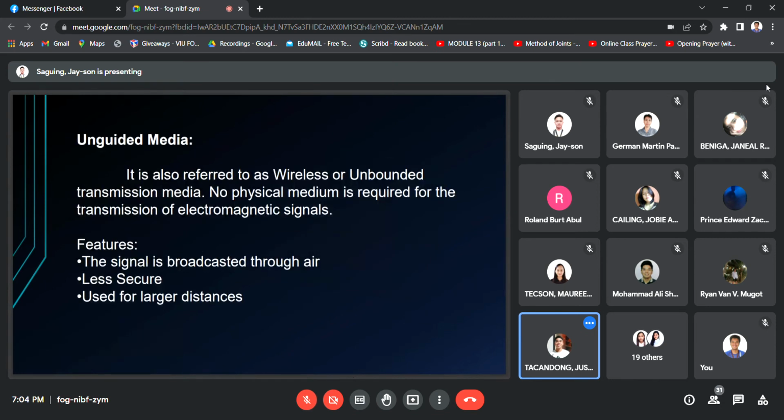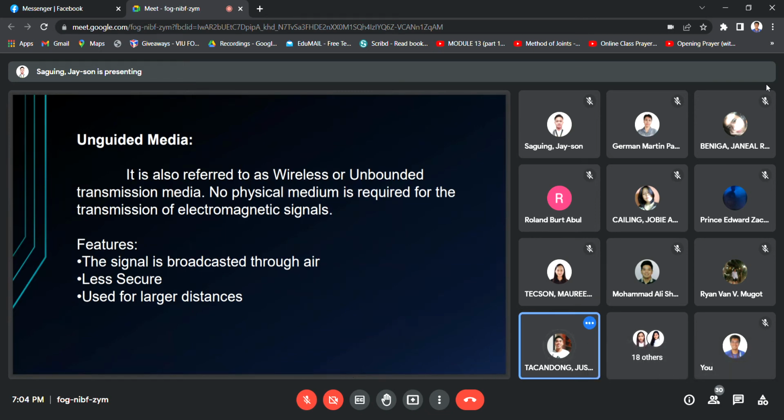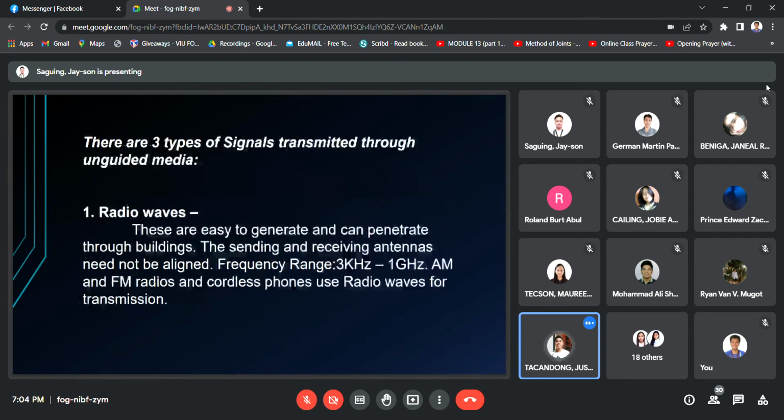Next slide. So unguided media, also referred to as wireless or unbounded transmission media. No physical medium is required for the transmission of electromagnetic signals. It also has features. First, the signal is broadcasted through air, less secure, and best for larger distances.